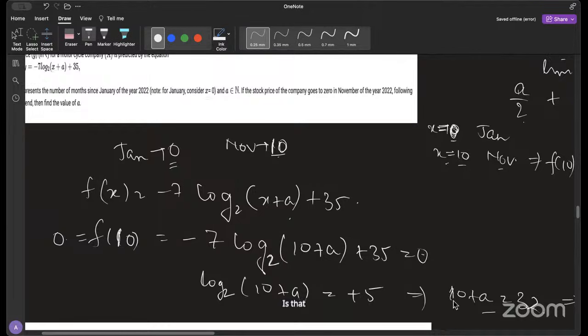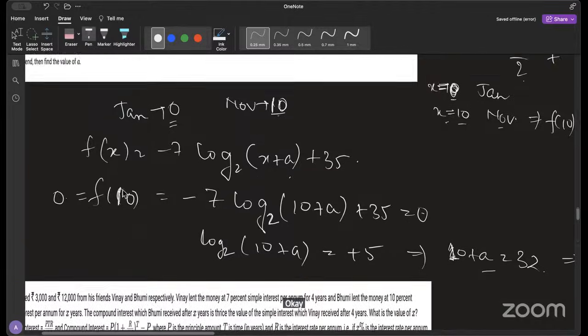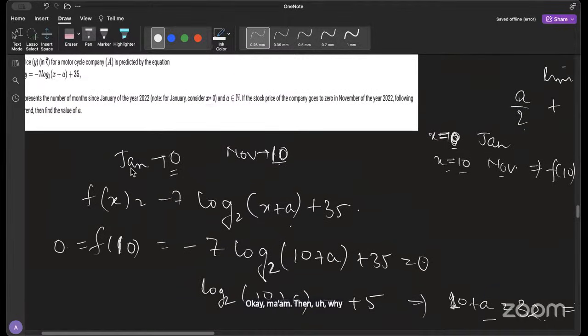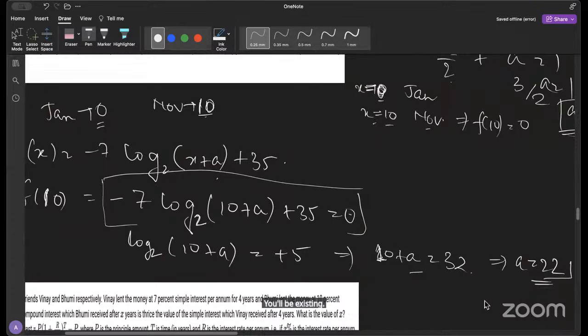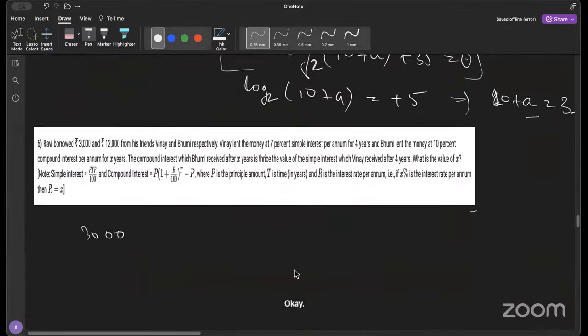Is that okay? Okay, ma'am. Then why is it log base 2 of (10 plus a) equal to plus 5? We've just solved this equation. That's it. Just solve this equation. Okay. You'll get this thing. Okay. Coming to the next one.